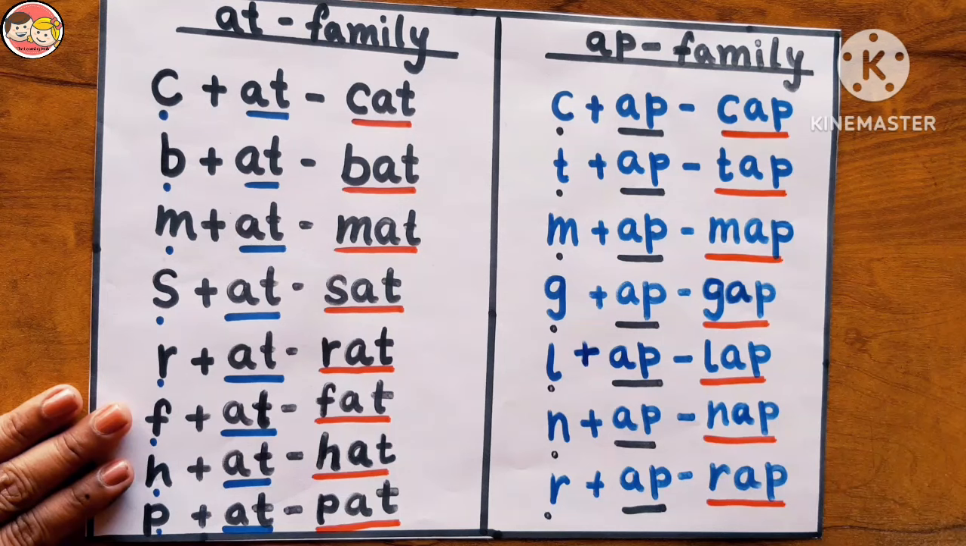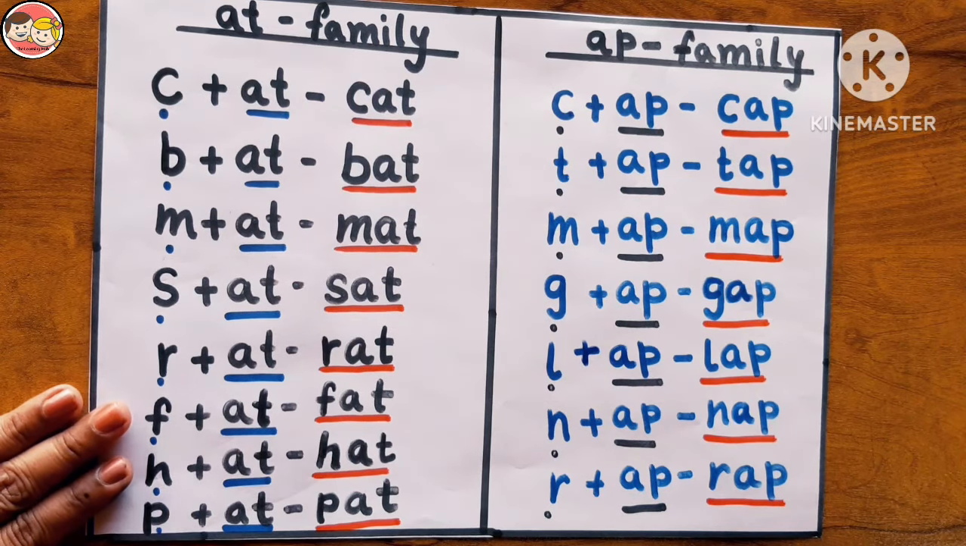To remember these words, let us make it interesting. Actually, it is what is done through rhythm and action that we remember very well, right? So let's learn these CVC words through an interesting family rhyme.